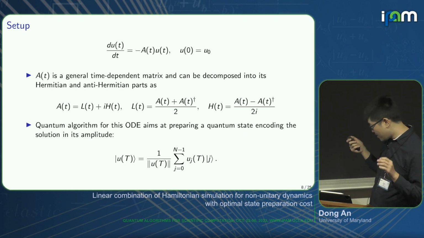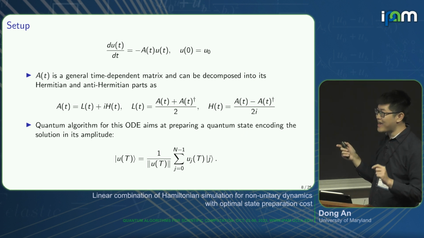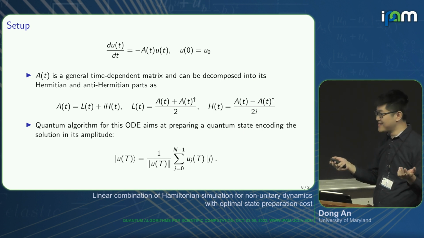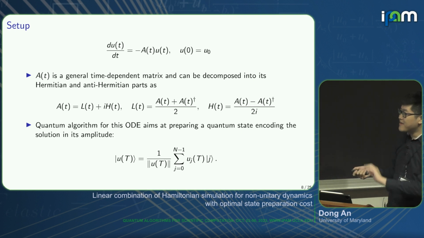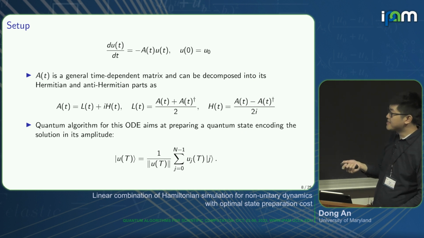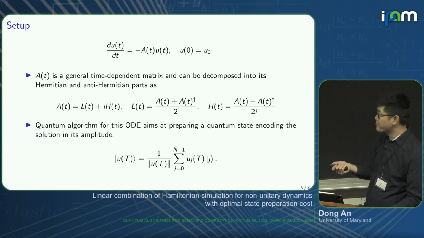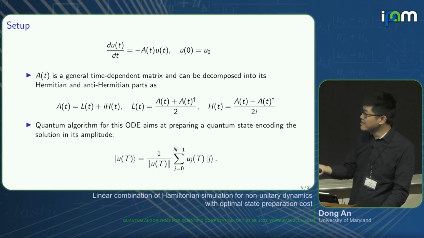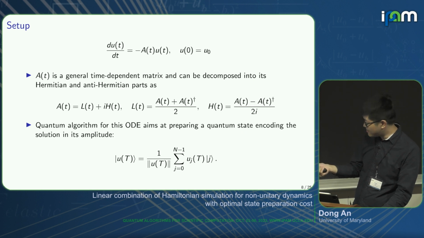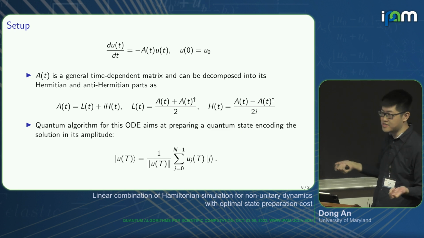Okay, so this is the equation that we want to consider, and now we want to solve this. We want to consider the quantum algorithm, so we have to define what we mean by solving this equation on a quantum device. Here we follow many of the works along this line, also many of the works in solving linear systems: by solving this ODE quantumly, I'm referring to preparing a quantum state encoding the solution in its amplitude. So I want to prepare the quantum state like this, where each entry in my solution corresponds to the amplitude, and j is the computational basis.